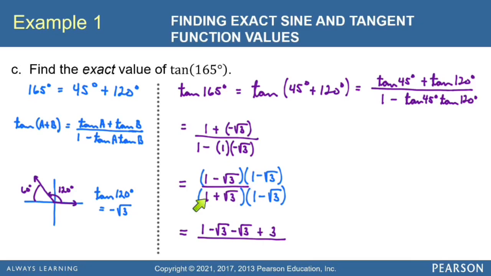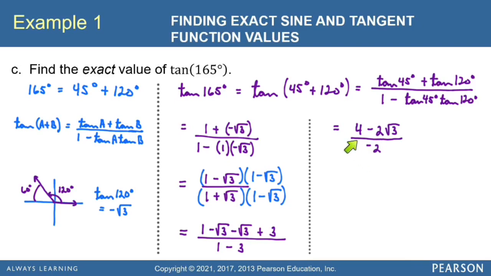In the denominator, first times first gives us 1. The outer and the inner will add up to 0 because these are conjugates. And then last times last, this time is minus 3. So now we want to combine like terms in both the top and the bottom. So in the top, 1 plus 3 is 4. And then for our radicals, we have minus 1 square root of 3 minus 1 square root of 3. That's going to give us minus 2 square root of 3. In the denominator, we have 1 minus 3, so that's negative 2.